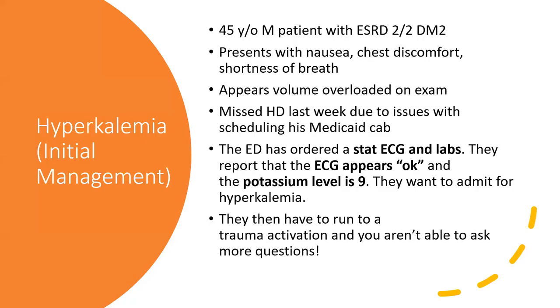We have a 45-year-old patient with ESRD and diabetes. He's coming in with shortness of breath, he's volume overloaded on exam, and he's missed his HD. The ED calls you and says, I got the EKG, it looks okay, but his potassium's 9, there's a trauma alert, can you admit this patient? And then they leave. They're doing their best, but they're really busy down there. So now you've got to take over.